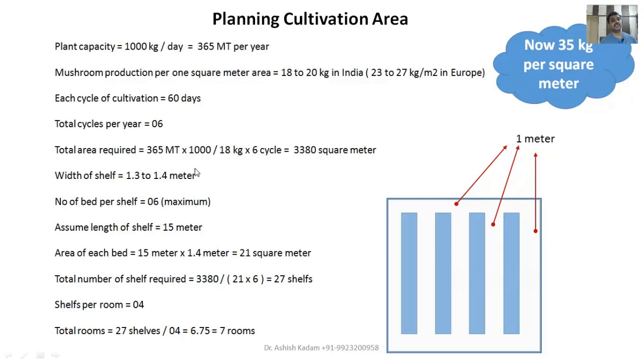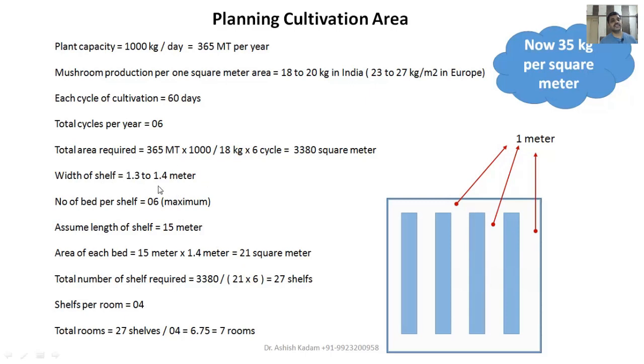The width of the shelf we will assume around 1.3 to 1.4 meter in the growing area. You have understood this, because in the last video we discussed that we are growing the mushrooms on beds, or on bags, and these bags are kept in galvanized shelves or aluminum shelves. So we now have to design the shelf area required, how many shelves you need to accommodate that square meter of bed area. The width of the shelf we will assume 1.3 to 1.4 meter.